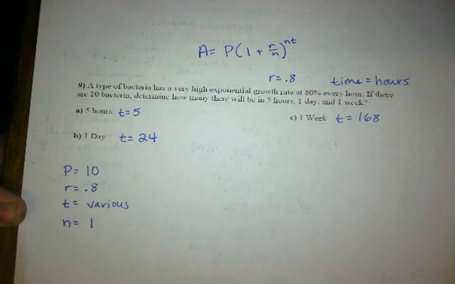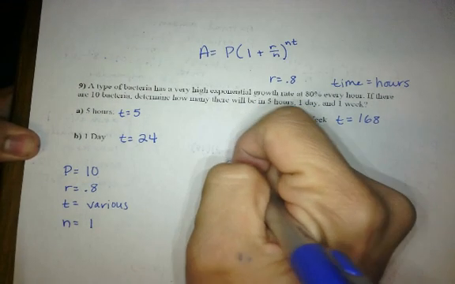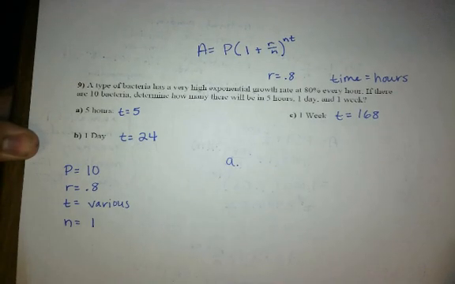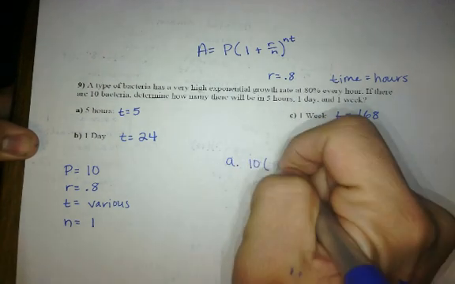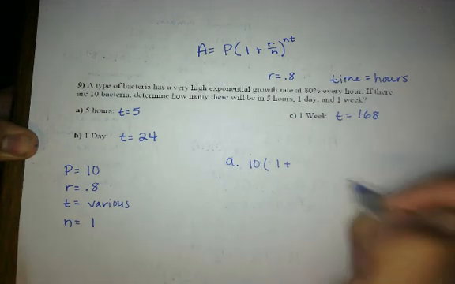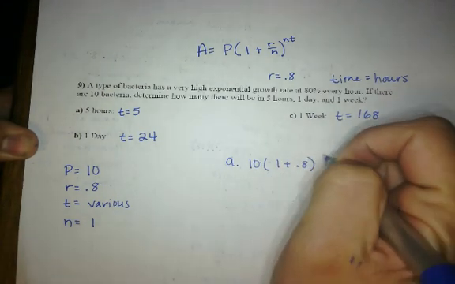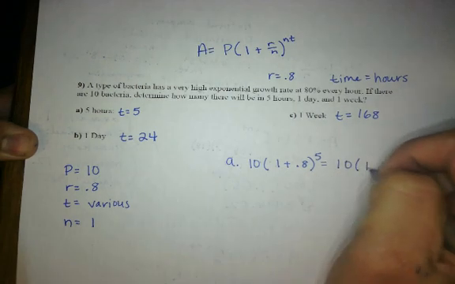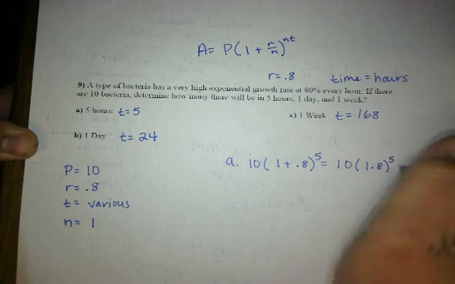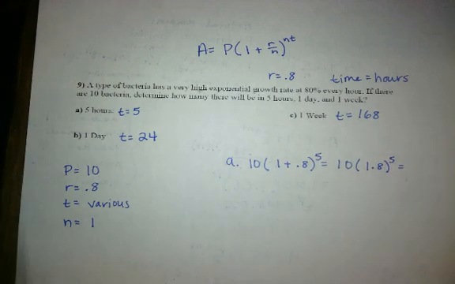So now we're going to plug in for each one. So A, we're going to see P, which is 10, times 1 plus the rate, to the t, which is 5. So we have 10 times 1.8 to the 5th power. So we put that in our calculator. And what did you guys get?